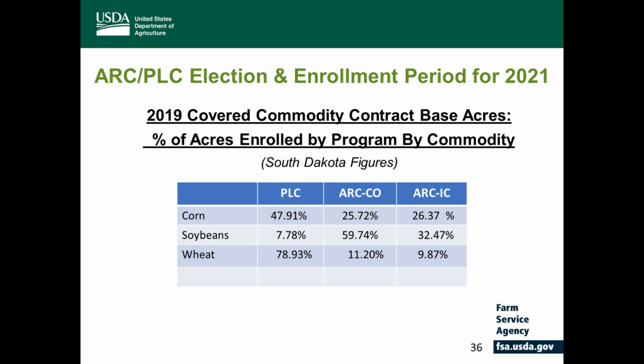So corn base acres, about 47% went into PLC, 25% into ARC County, and 26% into ARC-IC. Soybeans, about 7% went into PLC, 59% into ARC County, 32% into ARC-IC. And then wheat, a lot of wheat base acres went into PLC under the 2019 program, and then 11% into ARC County and almost 10% into ARC-IC.